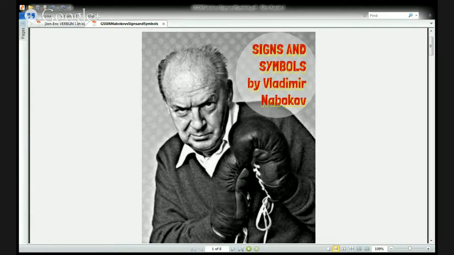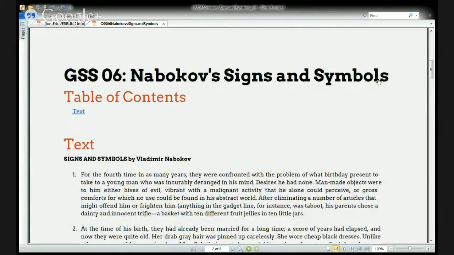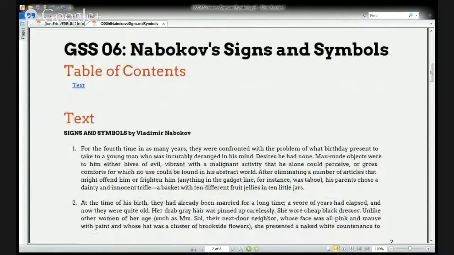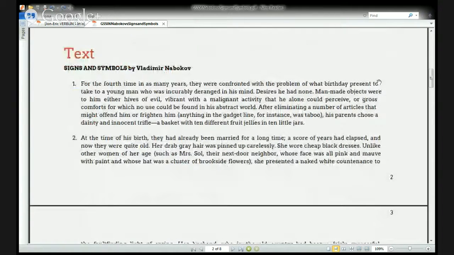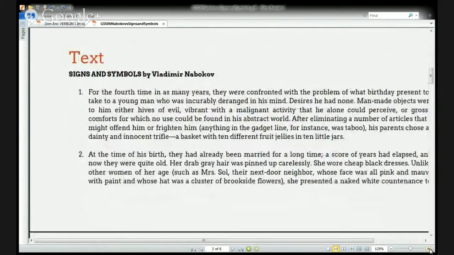So really interesting. Maybe we could use his style of literary criticism to analyze Signs and Symbols and see if we can figure it out. Maybe that would be a good approach. Anyway, I'm not going to say very much more. Let's just read it and think about it. So we're on slide or page 2. I'll try to make this a little bit bigger so that we can all see. Give me a second here.